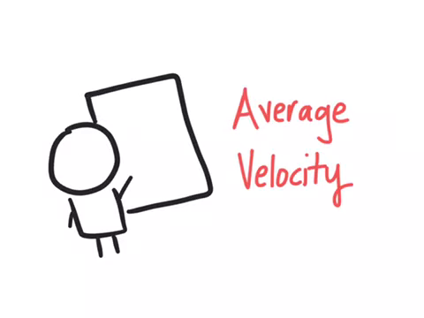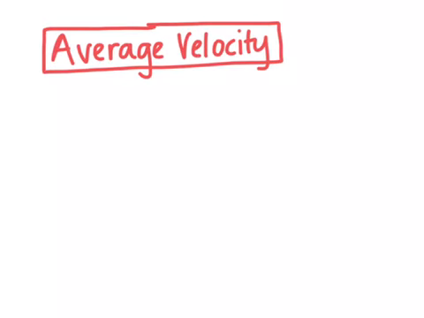In this video, we're going to look at average velocity and how it differs from average speed. So average velocity is going to have a very similar formula to speed. We're still going to use the letter V, but this time we're going to put a little arrow over the top. That arrow tells us that velocity is a vector, meaning it has direction.